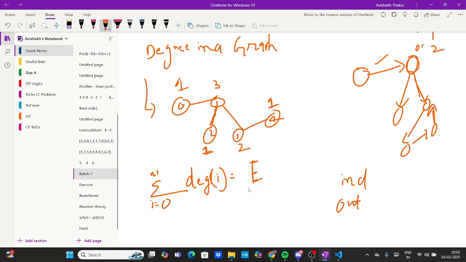Like in the adjacency list, we'll be taking the size of that and the sum. Don't go to adjacency, Sam. Okay. The question is the sum of degree of all nodes.